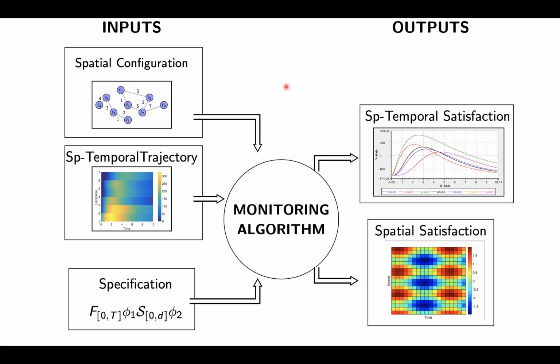So what we have in all is, as input, our spatial configuration, just one configuration if we have a static space, or a dynamic configuration where we have a different graph for each time unit, and a spatio-temporal trajectory. Then we have a specification, our formula, and given this, computing the monitoring algorithm, we have as a solution a spatio-temporal satisfaction or a spatial satisfaction.